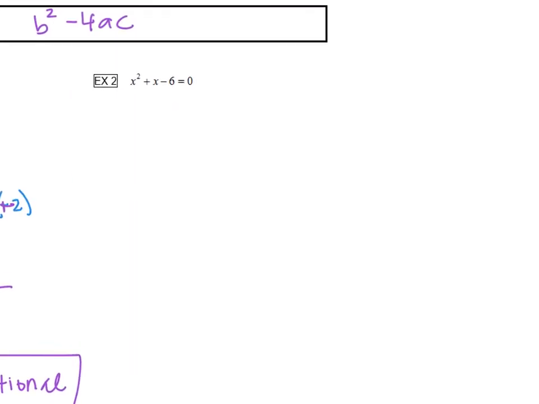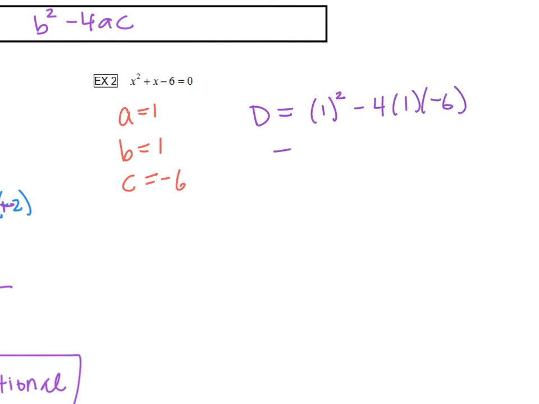Alright, let's try another one. So we've got everything on one side and 0 on the other. So a is equal to 1, b is equal to 1, and c is equal to negative 6. We can go ahead and set up the discriminant is equal to b squared, so 1 squared minus 4 times a times c. Alright, so 1 squared is 1, and here's, pay attention to these positives and negatives.